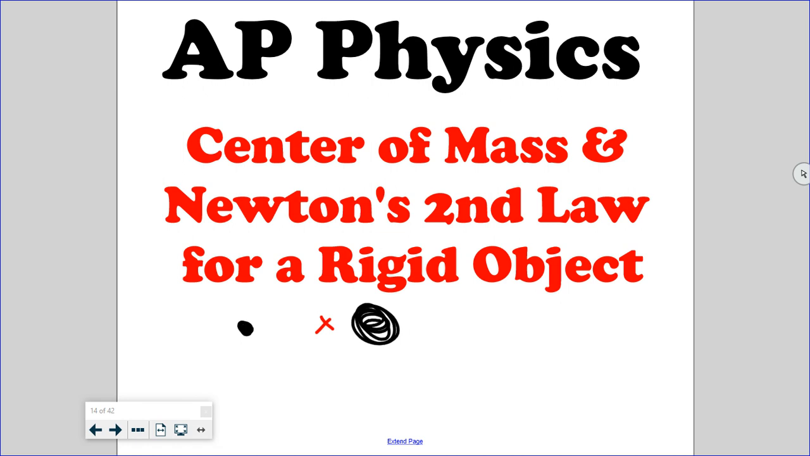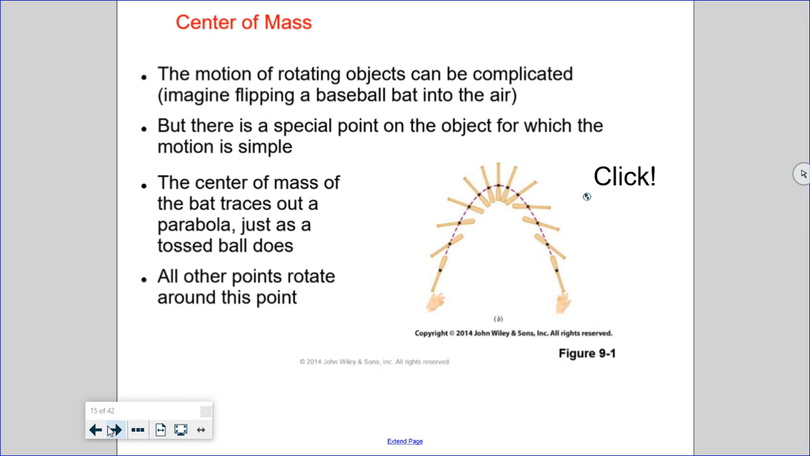Even though when you throw a hammer it flips and rotates and turns all over the place in the air, the center of mass still follows a very predictable path, which is what this slide says. So we know that if you throw this baseball bat, the center of mass follows a nice predictable path. Great. How do you find the center of mass?